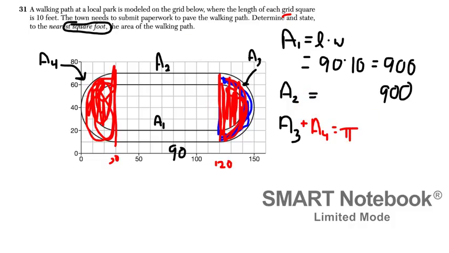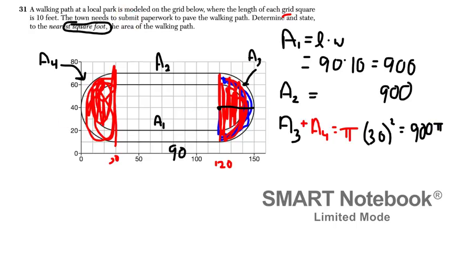Pi r squared. The radius of this circle is the distance from the center to the edge of the circle. So the radius is 10, 20, 30. So pi times 30 squared, or 30 squared is 900, 900 pi, is all of that red part together.